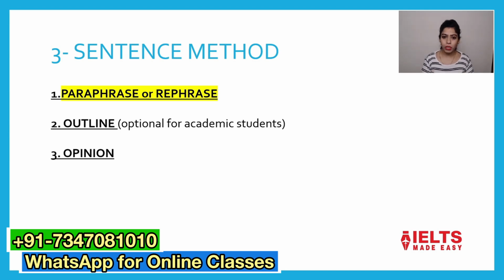Now, outline. Outline is the same. When you are giving a hint to the examiner, you are giving ideas, you are giving the reasons. So let's say in body paragraph 1, you are going to mention 2 advantages. So you will outline the same in the introduction. Outline is optional for students aiming for a 6.5 band. But if you are aiming for 7 or above, it is mandatory to mention the outline.